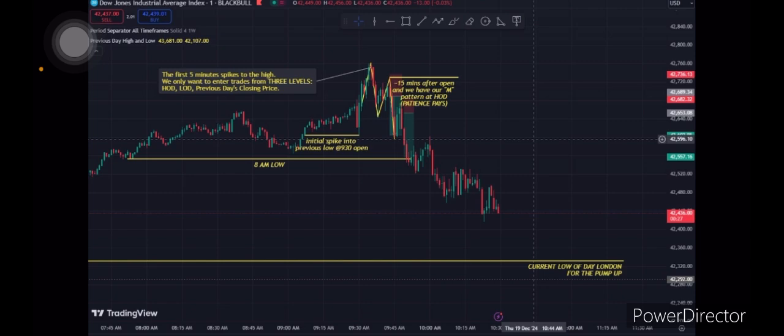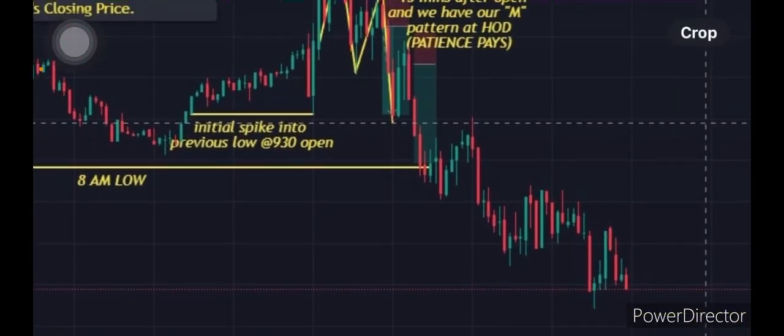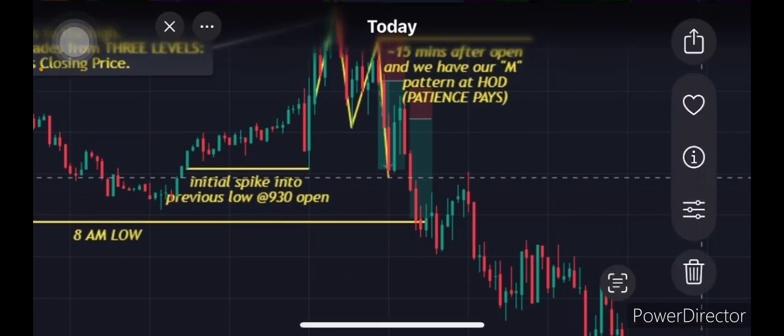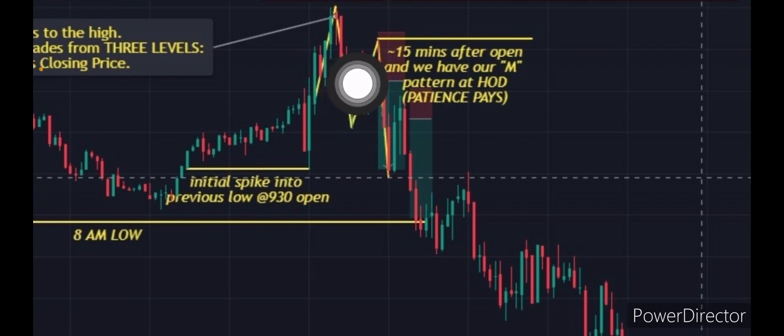So this is the trade that I took. You can see there's actually two trades on here, and that's because I like to take profit, okay? So I entered right here and took profit, and then I re-entered this market here and took profit, all right?